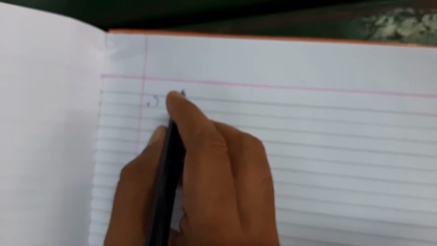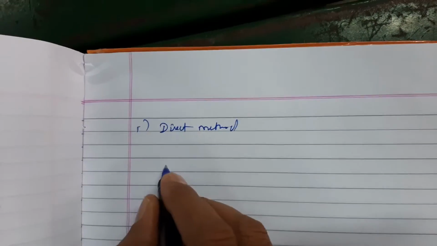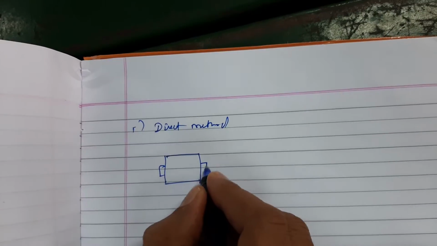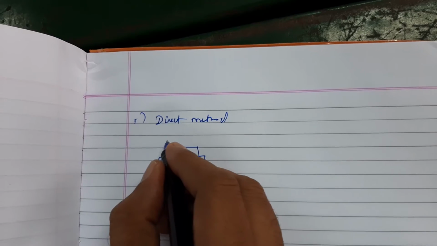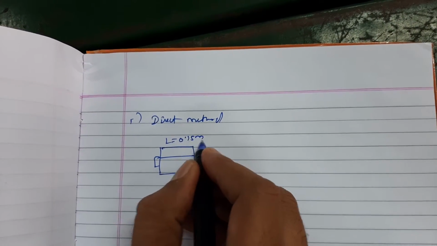So first we will discuss the direct method. In the direct method, this is the cube. We are placing the transmitter and receiver here. The distance L is going to be 0.15 meter, that is 150 mm or 15 centimeter.